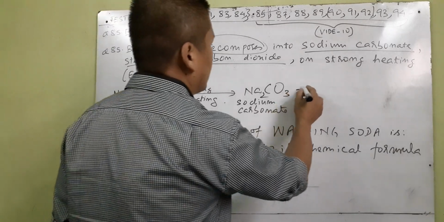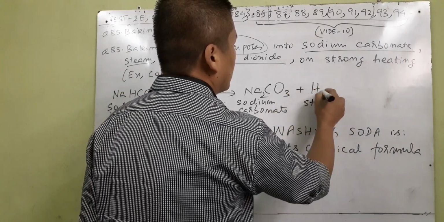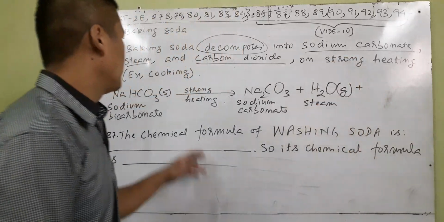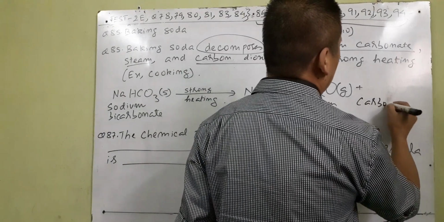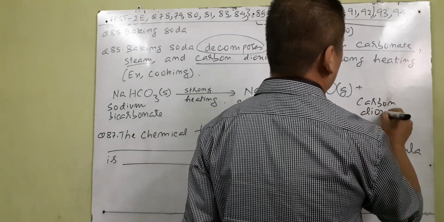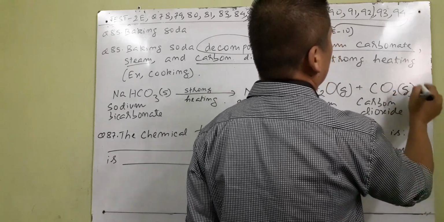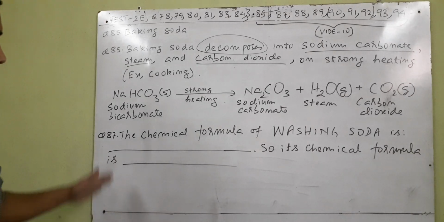Then you get steam. Steam is nothing but the same formula as water, water in the gaseous form, so you can write G if you want. And then you get carbon dioxide in the gaseous form, so CO2, G if you want to put. Even if you don't put, we know it's a gas. So now this is what happens.